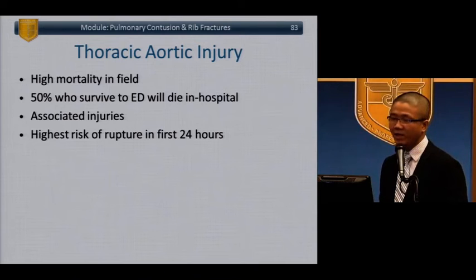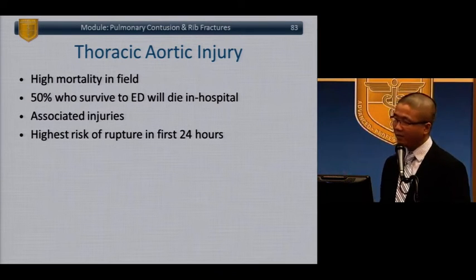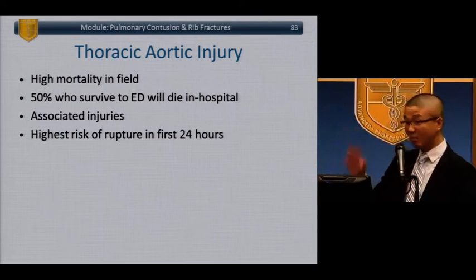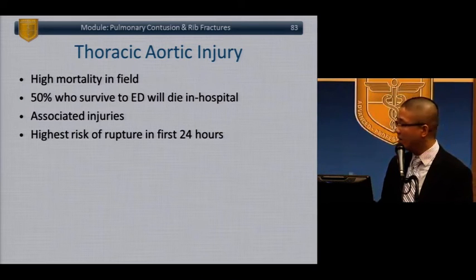Thoracic aortic injury has very high mortality. Those people that come to us have already selected themselves out as those who are going to survive. They've bought some time because otherwise they would have probably died in the field, right? Again, associated injuries are very important to recognize. People rarely have isolated thoracic aortic injuries. Highest ruptures occur within the first 24 hours. Our vascular colleagues and our thoracic colleagues are usually involved in these cases.